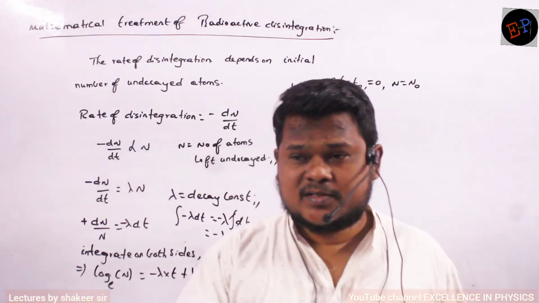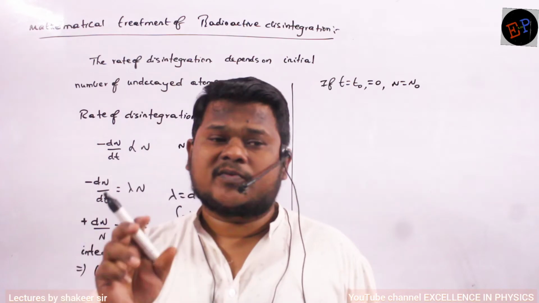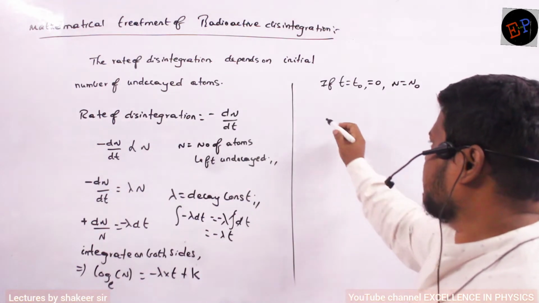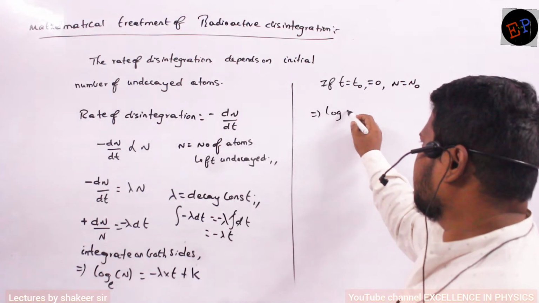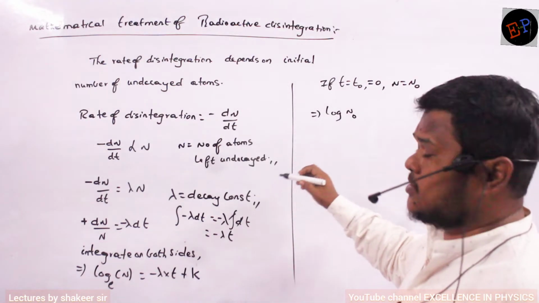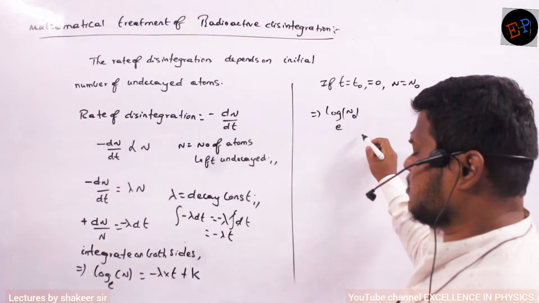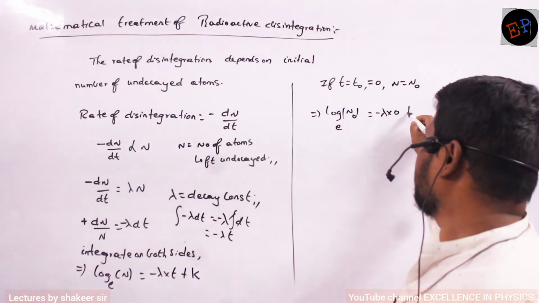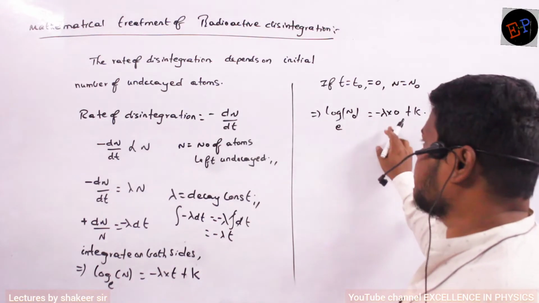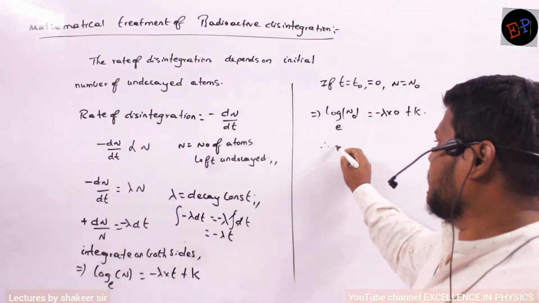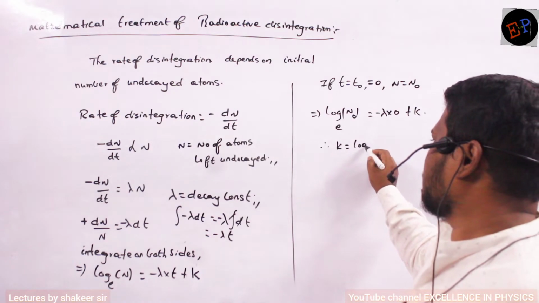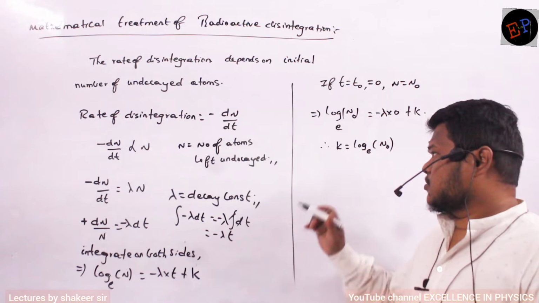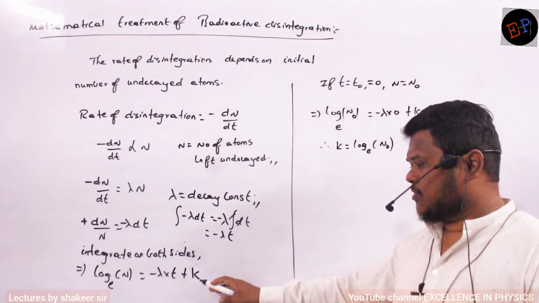When I started observation, the number of atoms present was n naught. Understood? Now substitute all these values here. Instead of n I can write n naught, because the initial number of atoms is n naught, log to the base e. So minus lambda into time, which is 0, plus K. Lambda into 0 is 0. Therefore the K value I got is log to the base e n naught.